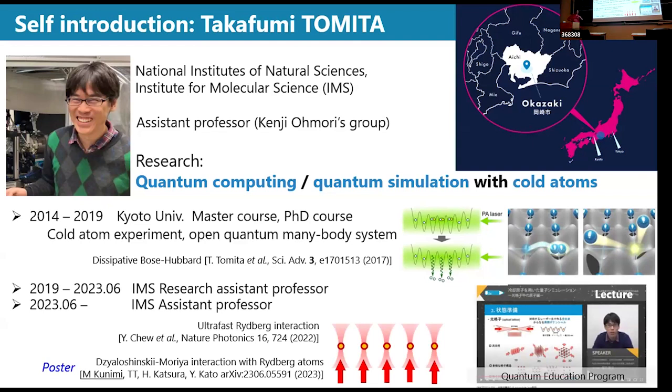And also, I'm working with a theorist. There's a proposal using cold atoms to realize Dzyaloshinskii-Moriya interaction, for example. And this is collaboration work with Kunimi-san and also Katsura-san and Kato-san. Especially this work is presented in the poster session, so if you're interested, you can visit Kunimi-san's poster.